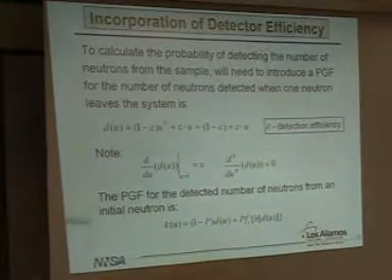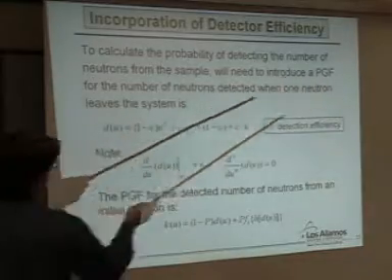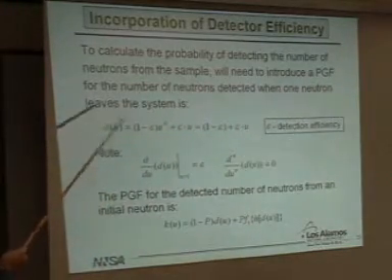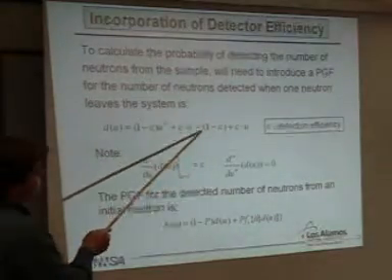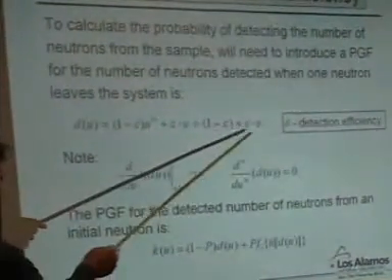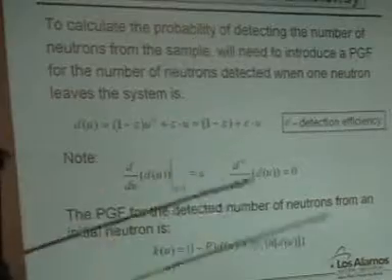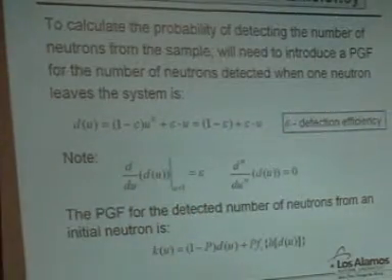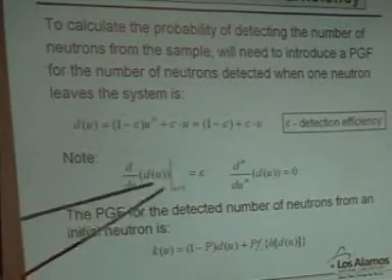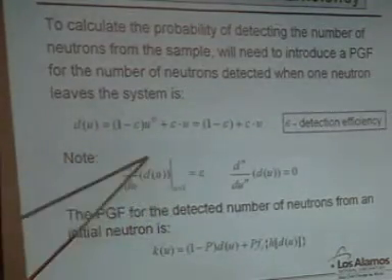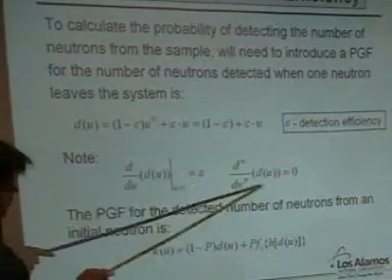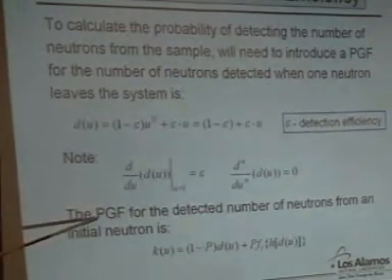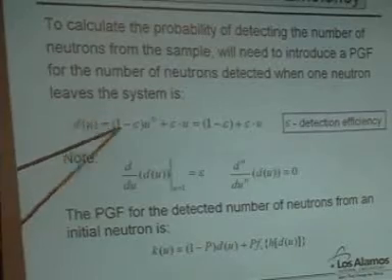Okay, so we're going to need a probability generating function for the number of neutrons detected when one neutron leaves the system. We'll call it B for detection. It ends up being that binomial that I showed you earlier. Again, it's either you detect it or you don't, where epsilon is the detection efficiency. Now, if I look at the moments of this probability generating function, you just get the efficiency for the first moment, and all subsequent moments are zero. This is just to detect one neutron.